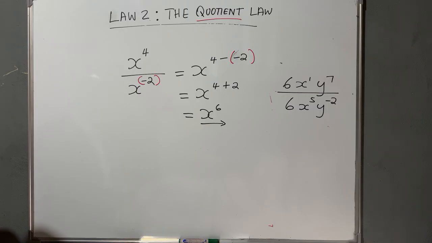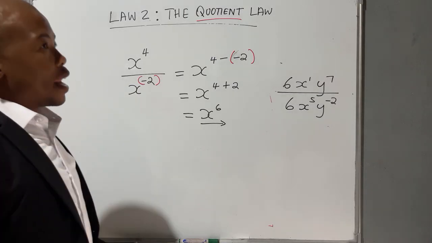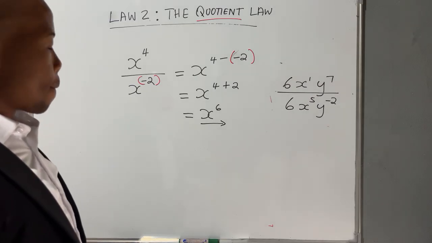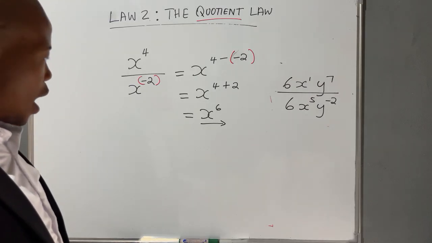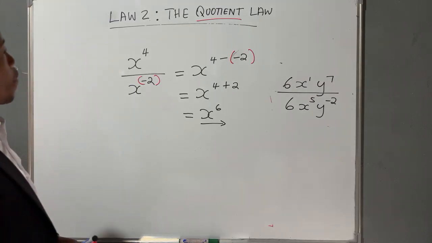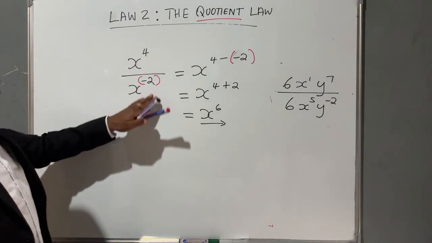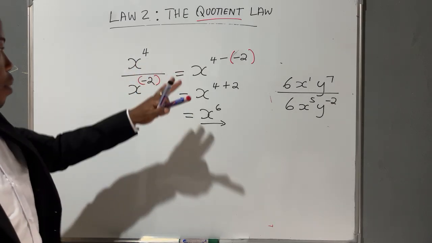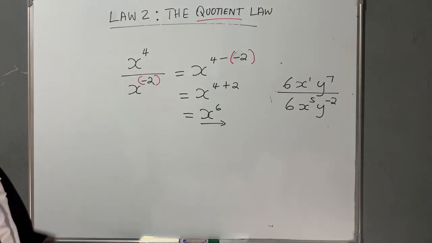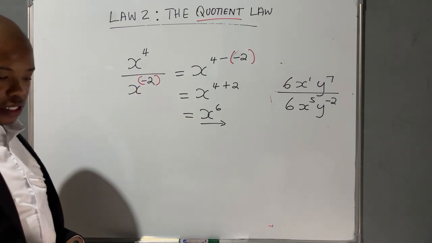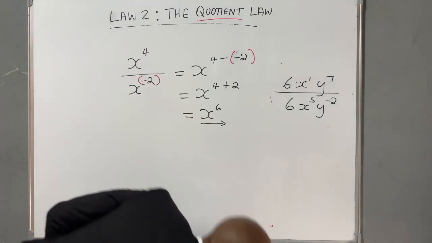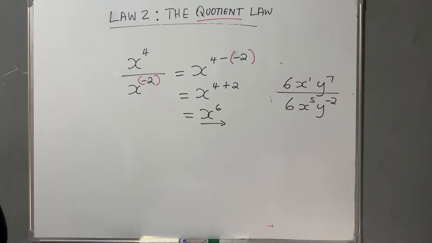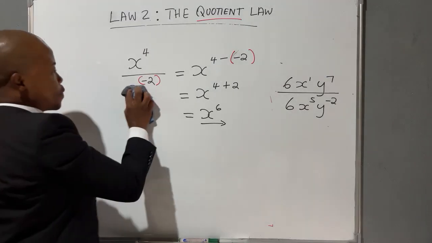Are we together? Now, let's look at another one, right? Here, I was talking about the negative numbers, right? Where you're having an exponent of a negative number, right? Let's say now, for example, it is also possible.